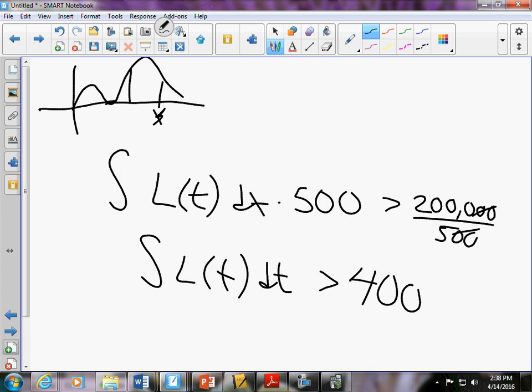We're trying to see if there's any area that's going to be greater than 400. All right, so we're looking for values over here where we get the most area. So we're just kind of roughing it here. But I think 14 to 16 is a good place to start. Maybe even 13 to 15. You could do 13.5 to 15.5.